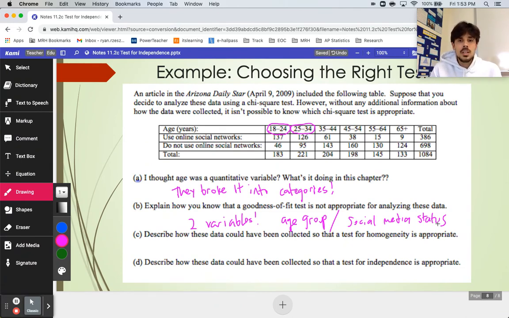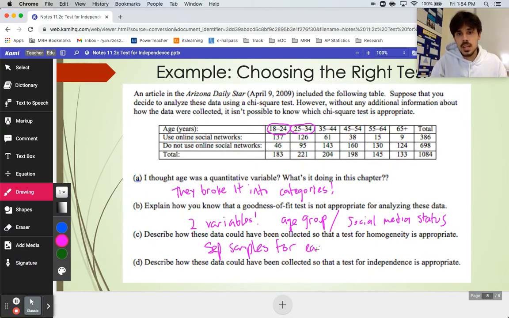Describe how the data could have been collected for a test of homogeneity to be appropriate. They didn't say in the problem where this table came from. So we would word our problem differently if this was one sample or many. So what would have to happen for homogeneity to be appropriate? Well, it'd need to be separate samples. I would have to take all 18 to 24-year-olds and pull 183 of them. Then I would take a separate sample of 25 to 34-year-olds. Boom, boom, boom. Separate samples for each age group would make this a test for homogeneity.